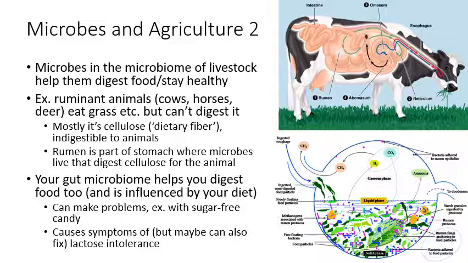So a similar thing happens in your own gut, where microbes are helping you digest certain foods, but the difference is that you don't absolutely rely on that for your ability to get nutrients that you need from your diet. The cow does. But it does affect you in different ways.